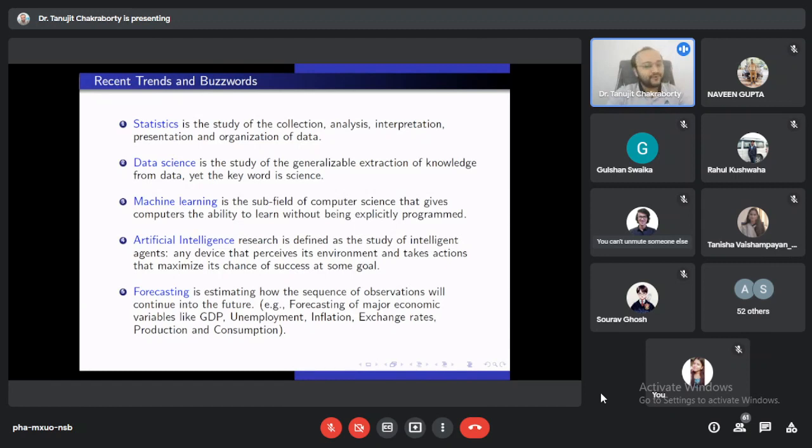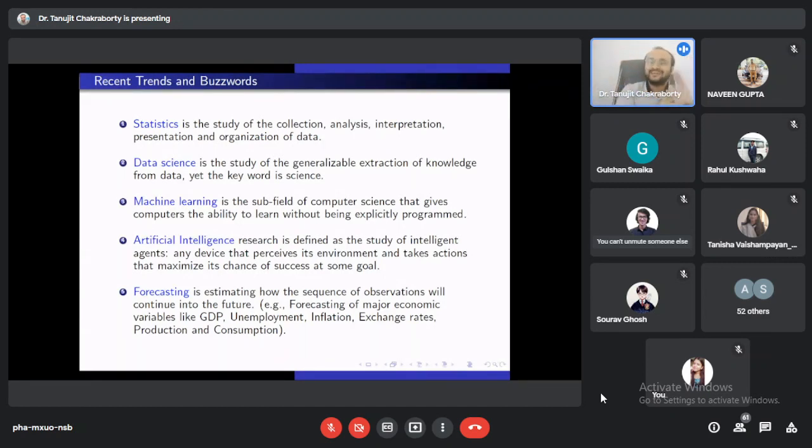Then another most important term, at least after COVID-19, is forecasting. Epidemiological forecasting, pandemic forecasting, and forecasting of various economic and other variables got a lot of attention in the last few years and before that as well. But the most interesting applications of forecasting started happening after 2000, to real world problems from economics, epidemiology, biology, and so on. So forecasting is regarded as estimating how the sequence of observations will continue in the future.